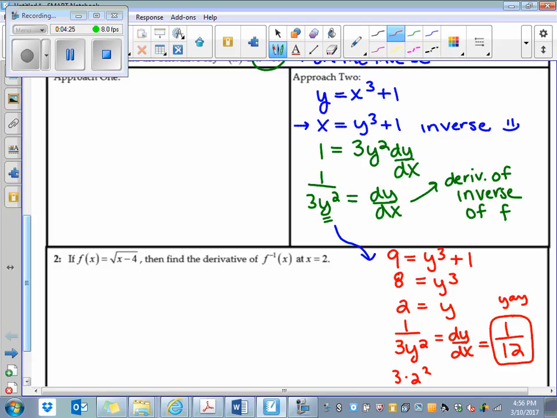Piece of cake. Make an inverse, take its derivative. We know how to do implicit. That's no big deal. We know how to make an inverse. We're good to go. So why bother talking about any other approach? Because sometimes you don't have the equation of the function. That's where we're going to need approach 1. That's why we're going to need the shortcut.